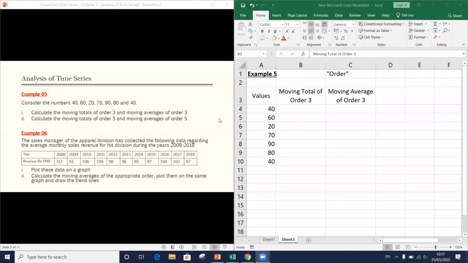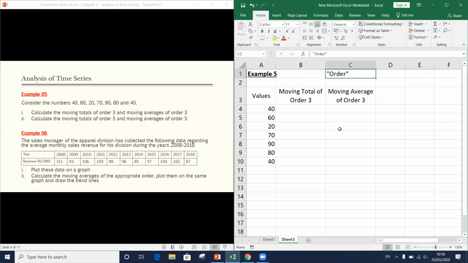Anusha, I have unmuted you to answer. Shabir, if I say order 3, how many elements should be there in a particular group?